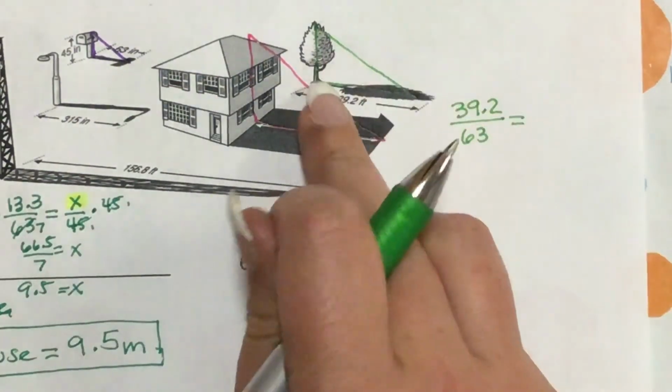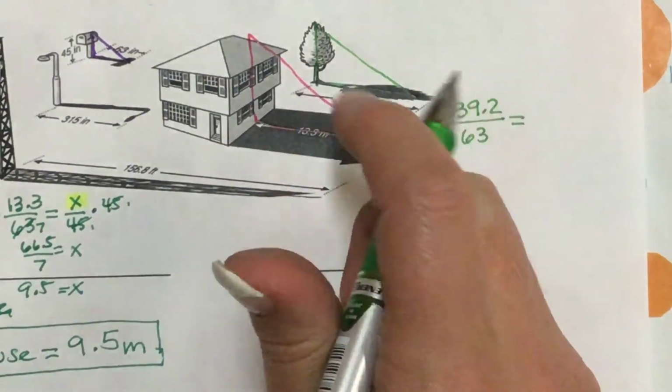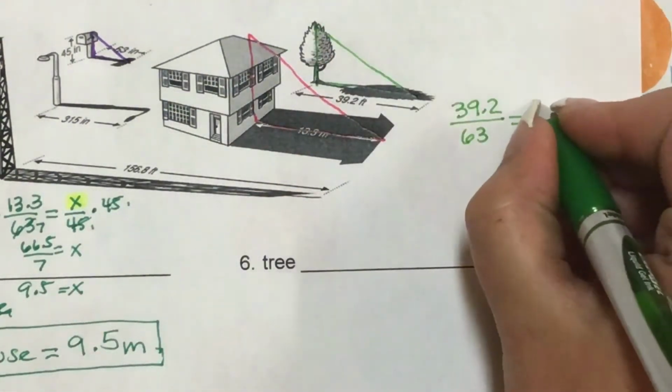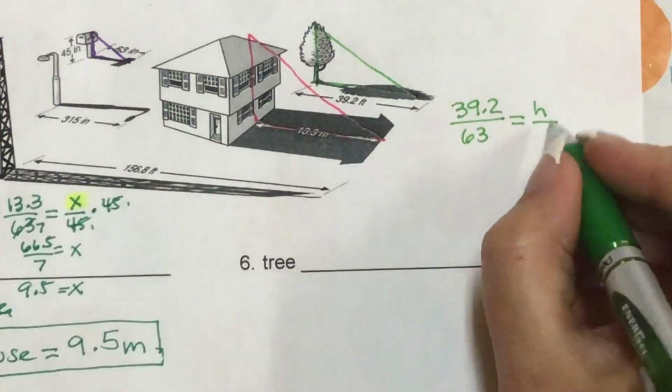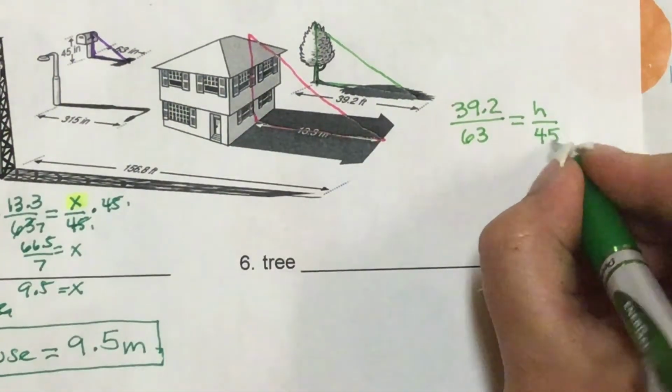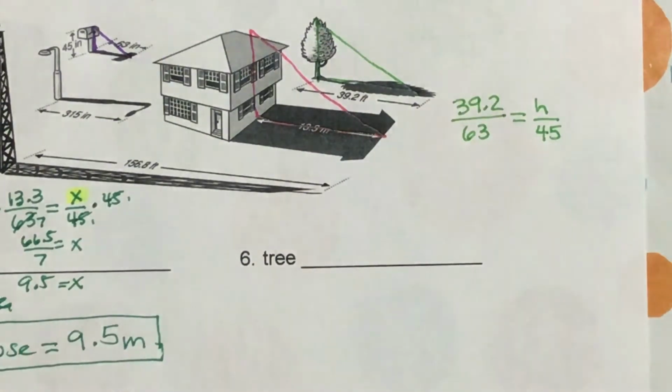And that's going to equal the height of the tree, which we don't know. So I'm just going to call that h, over the height of the mailbox, which we do know, which is 45. All right, so there's our proportion. Now we just need to figure out what h is.